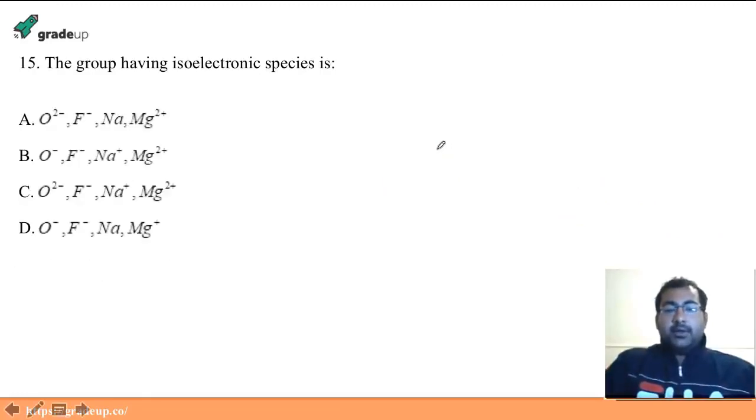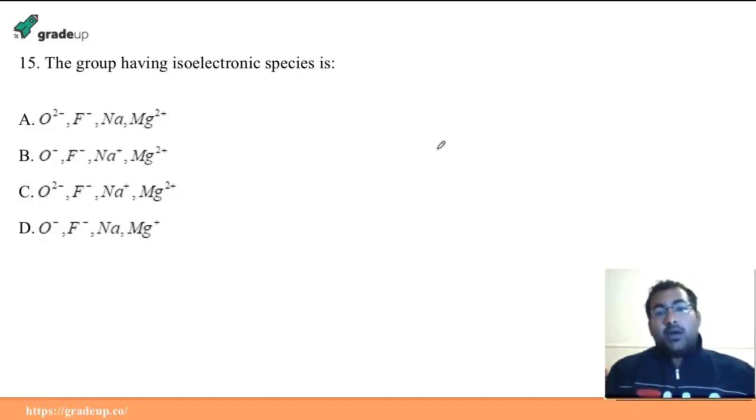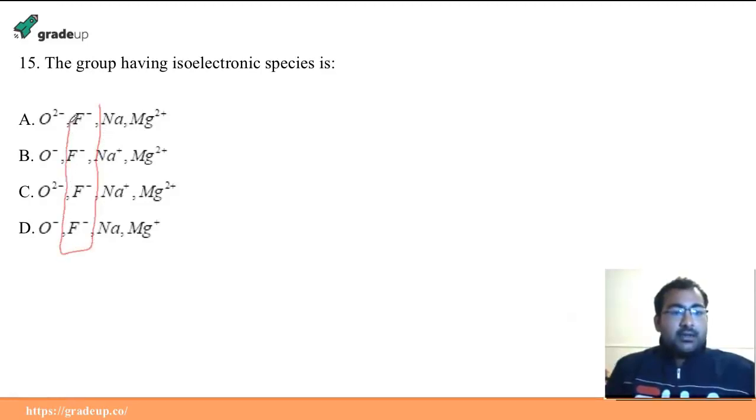All right, okay. So now the group having, in question number 15, obviously the group having isoelectronic species is... What are isoelectronic species? Those which have the same number of electrons in them, or the electronic configuration is the same. In all of the options you can see that F negative is present, so let's take it as a base. So F negative is there.